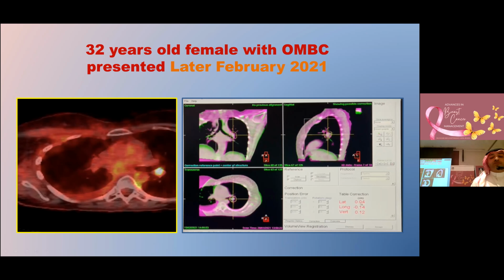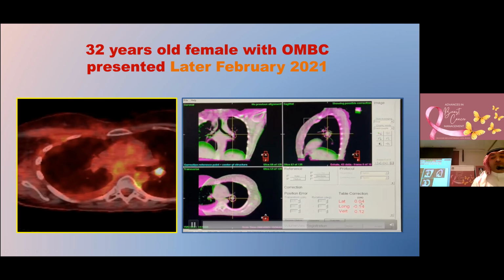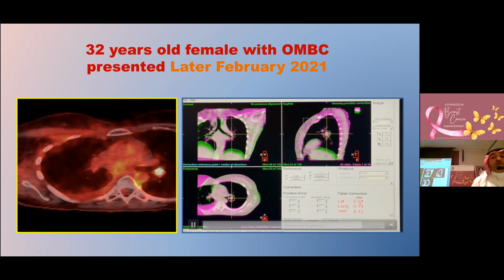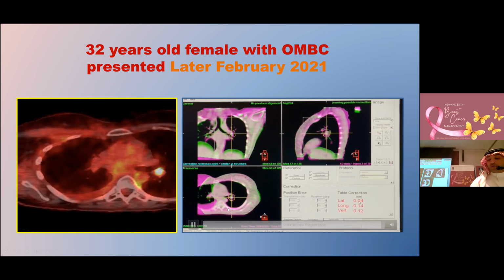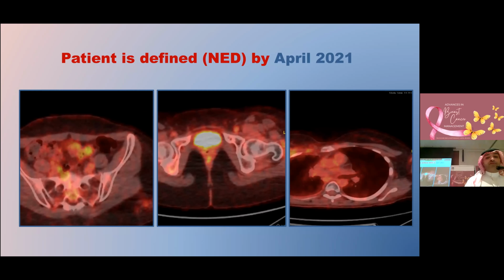This is a 4D cone beam CT, and you can see the range of tolerances of error of margin: 4 millimeters, 0.1, 1.5 millimeters, and 1.2 millimeters. We managed to treat her with 5 fractions to the left hilum as well. So this is the follow-up in April 2021. The patient was labeled as having no evidence of disease by April 2021. So you can imagine the story of her oligometastatic disease since 2018. She's been alive for 4 years now.